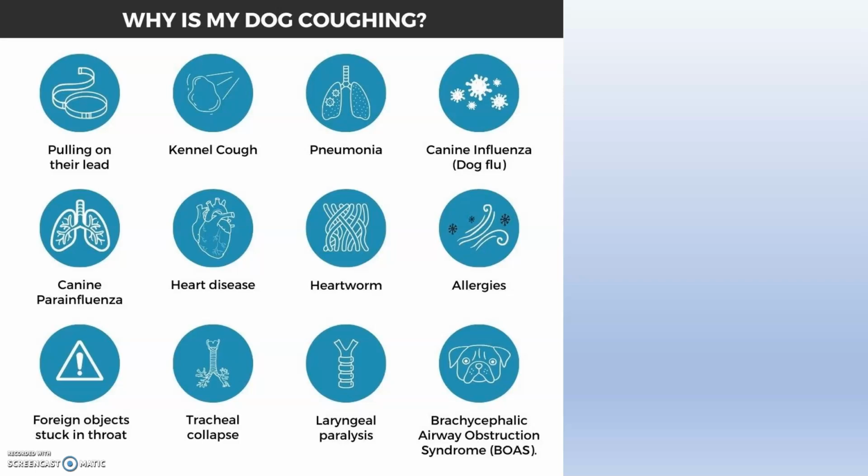The other very common one is a harsh, dry cough. There is kennel cough, pneumonia, dog flu, canine parainfluenza virus, heart disease, and heartworms, which is very common. It can also be due to acute allergies, foreign bodies stuck in the throat, tracheal collapse, which is very common in brachycephalic breeds, laryngeal paralysis, and the most common, brachycephalic obstructive airway syndrome.